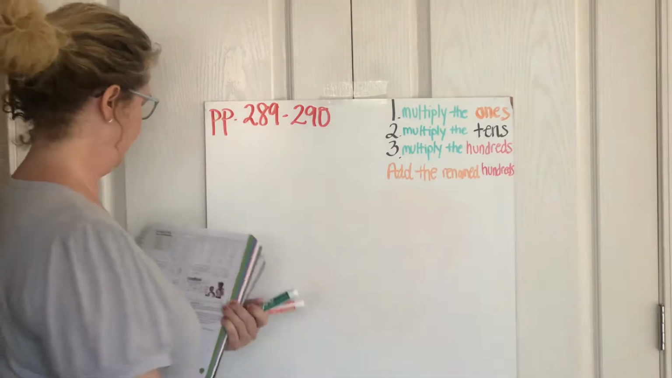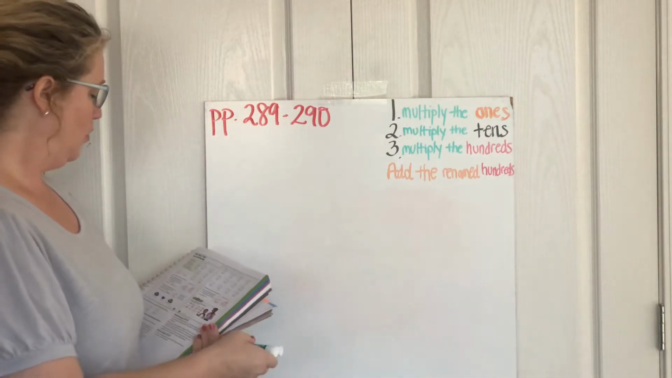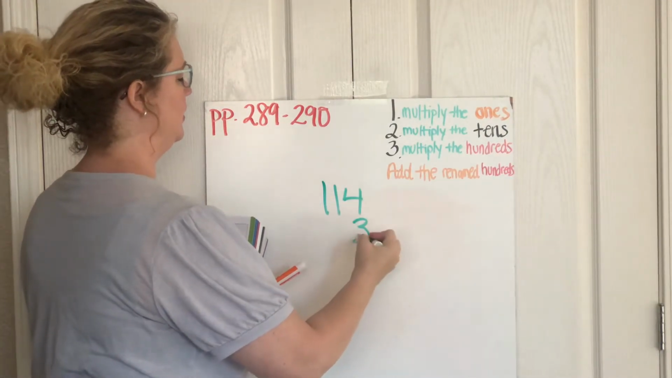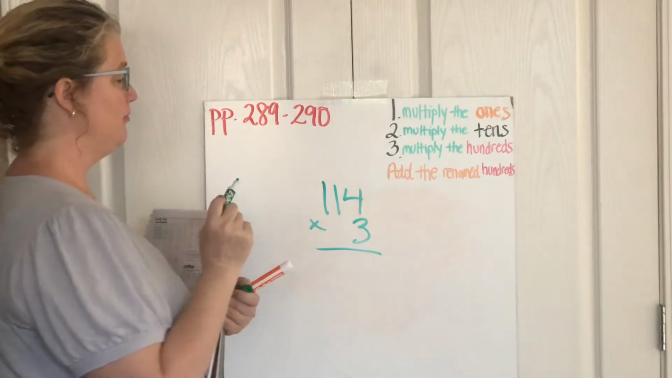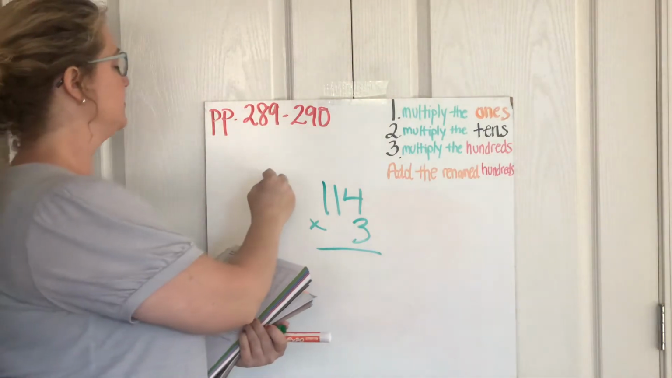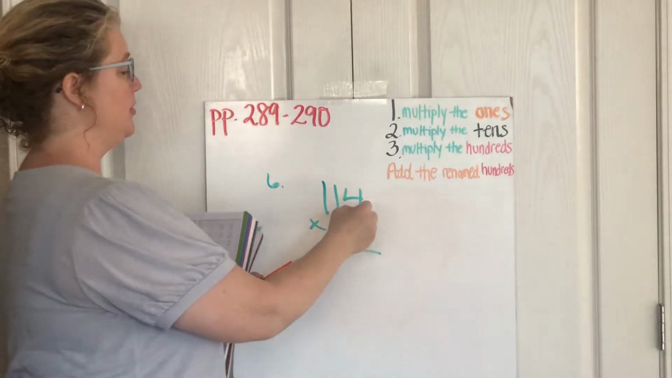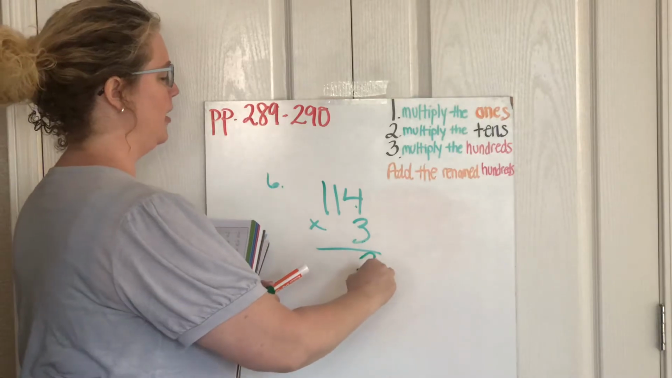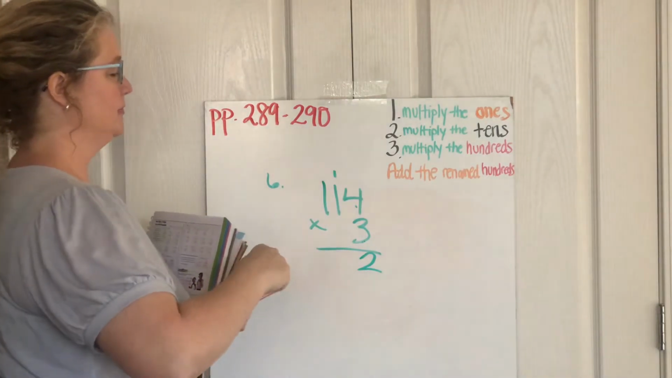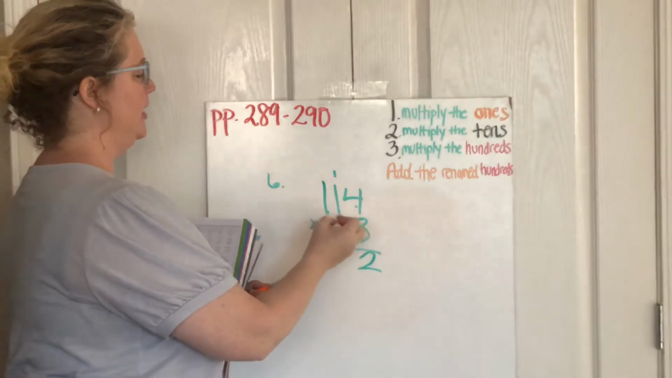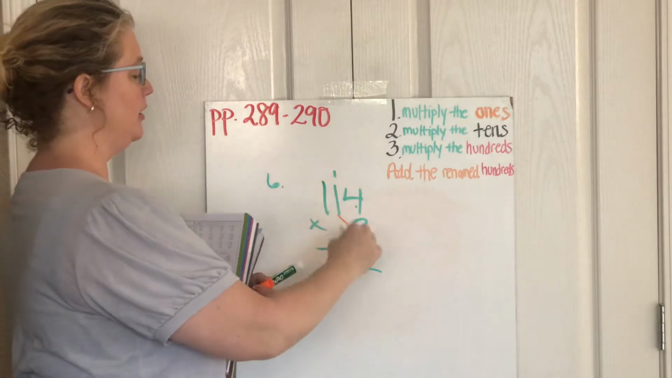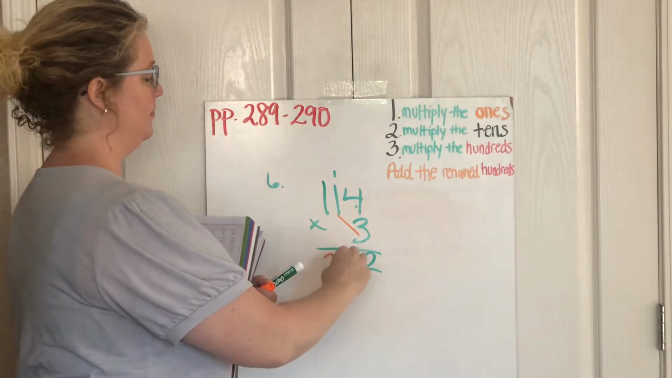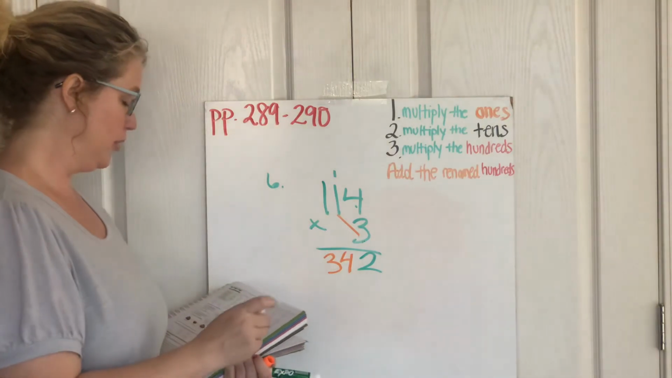Number 6. 114 times 3. First step, multiply the ones. 4 times 3, or excuse me, 3 times 4, same thing, right? Because of the commutative property, 3, 6, 9, 12. Multiply the tens, 3 times 1 is 3 plus 1, 4. 3 times 1 is 3. 342.